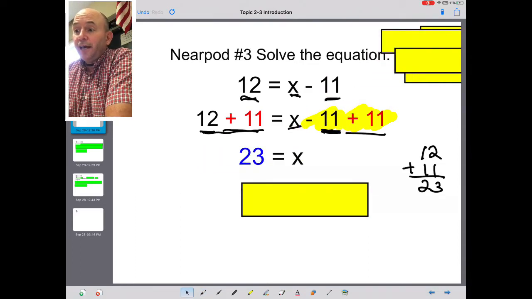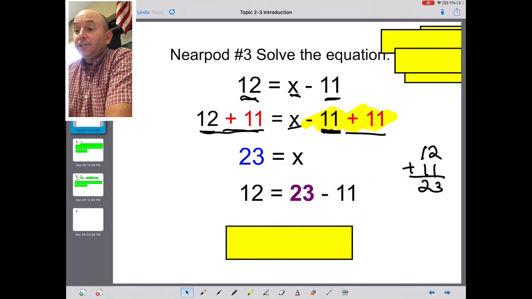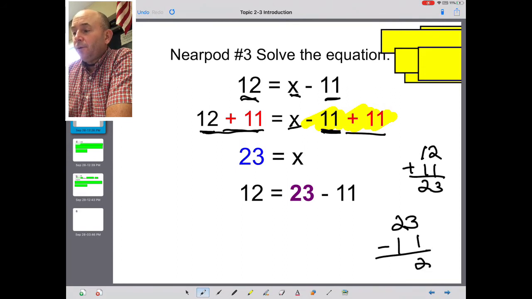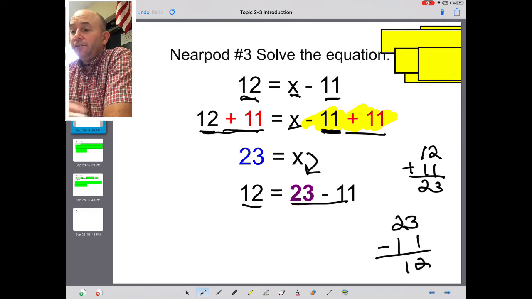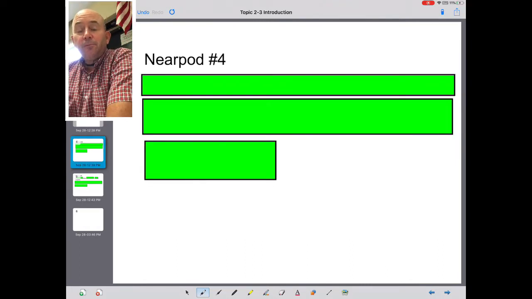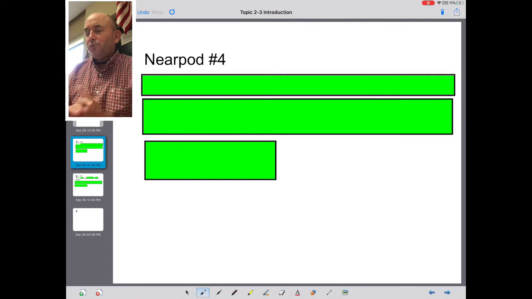Now we want to check that. So we would actually do the math and see if that works out. Let's take 23 and subtract 11 and see if we do get 12. 3 take away 1 is 2. 2 take away 1 is 1. So our answer does work when we plug in the value of x, which we think is 23. Okay? All right, let's try another example. But this time we're going to reach back to what we did yesterday.